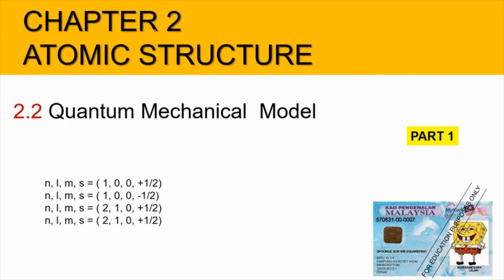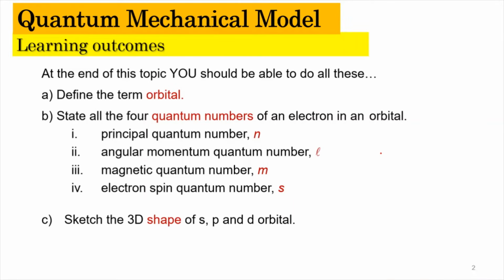So now we are in chapter 2, atomic structure. And now we're going to focus on the new subtopic, which is 2.2 quantum mechanical model, part 1 of the video. So in this video, we're going to learn the definition of the term orbital. Also, we're going to state all the 4 quantum numbers of an electron in an orbital. So we have a principal quantum number n, an angular momentum quantum number L, the magnetic quantum number m, and also the electron spin quantum number s.